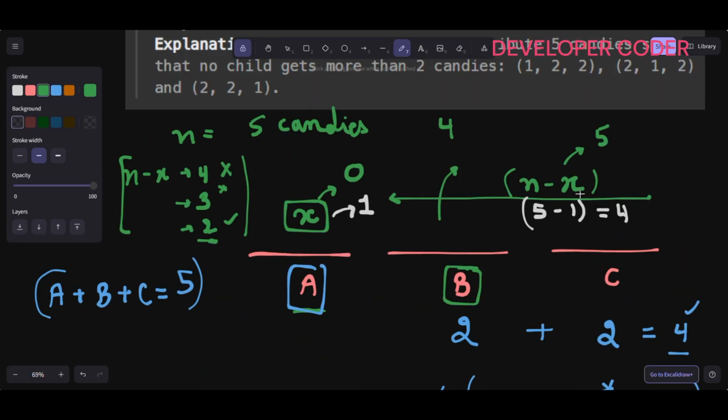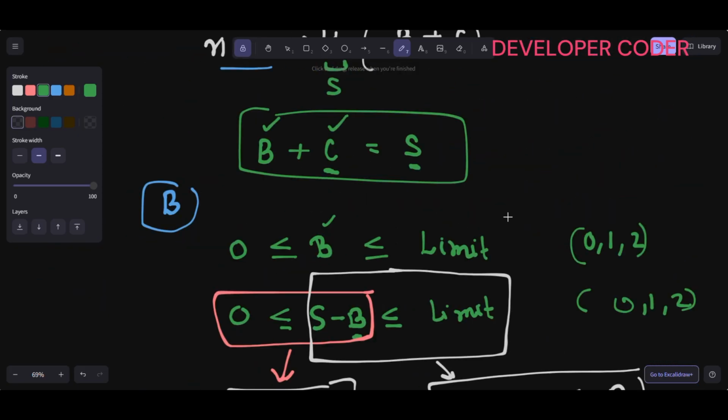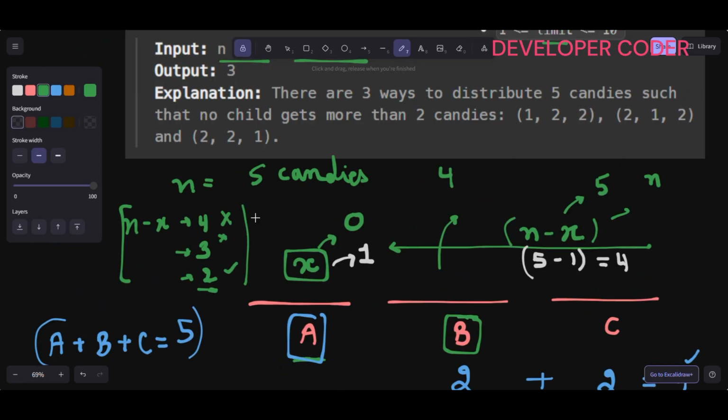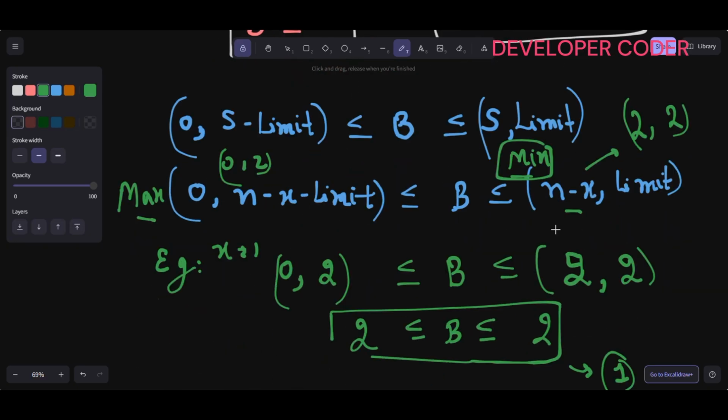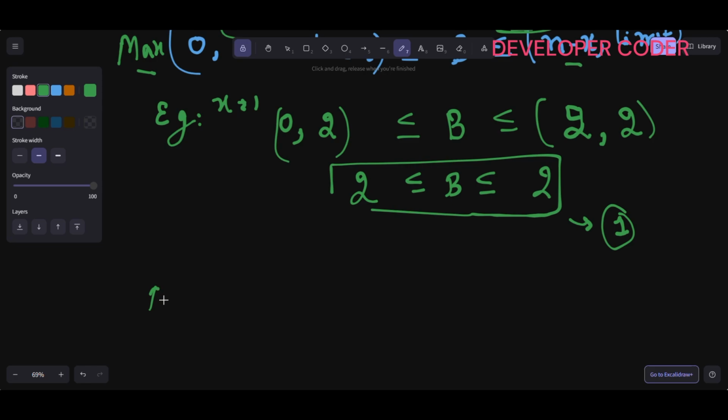Same way here, if you check, 4 is the total, right? So can I select the value? Let's say this is for the min scenario. We have to take the minimum among this, let's say min of n minus x comma limit. This is clear, we have to take the minimum among this.